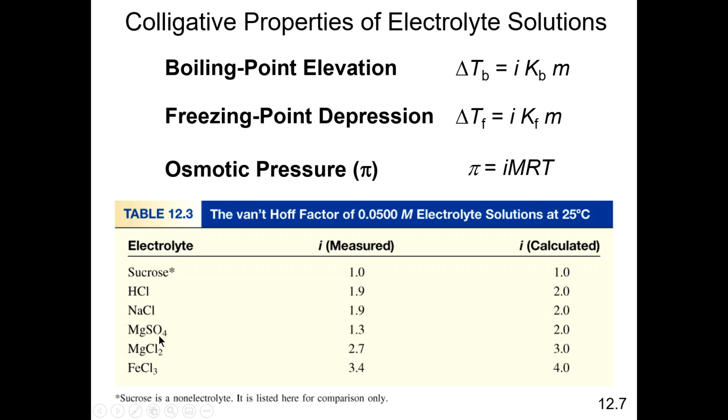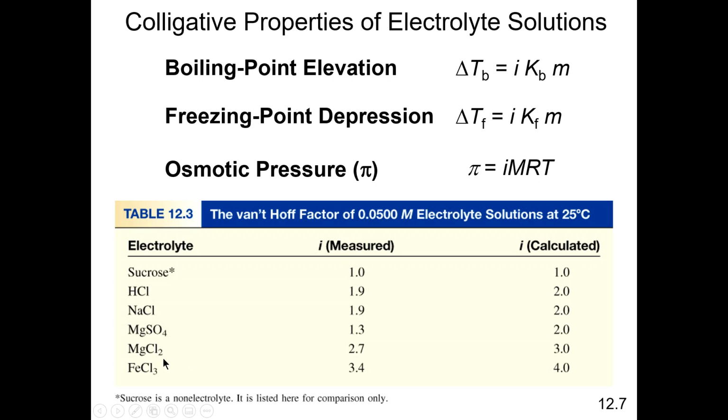Magnesium sulfate is a bit of a deviation, I should say, from this pattern. As you can see, the measured value is 1.3, and here you see that the calculated value is 2.0. And I believe the reason for that has to do with the fact that you have relatively high charges associated with the ions. In this case, you have a +2 charge here for the magnesium and a -2 charge here for the sulfate. So I think that would have some effect. I'm not sure exactly how, but I think that would have some effect on the measured Van 't Hoff factor.